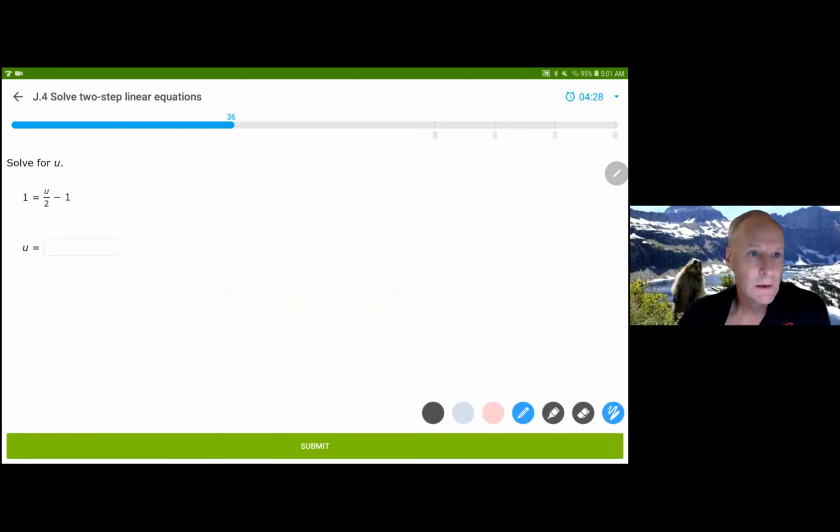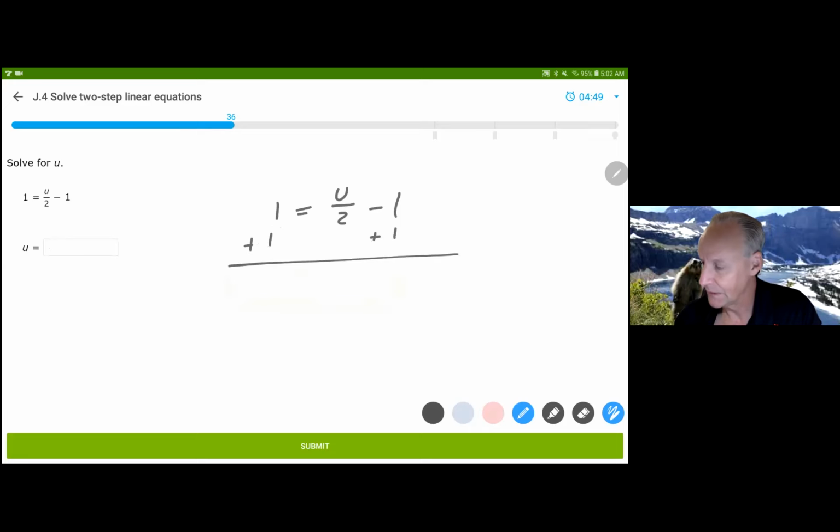Now this time it's on the wrong side. Wrong in quotes. But we're going to add 1 to both sides. So now a very common mistake is to just want to subtract 1 from both sides. You could do that, but it's not going to get you any closer to your answer. I want to add 1 to both sides so that I get the U by itself eventually. U over 2 is equal to 2.